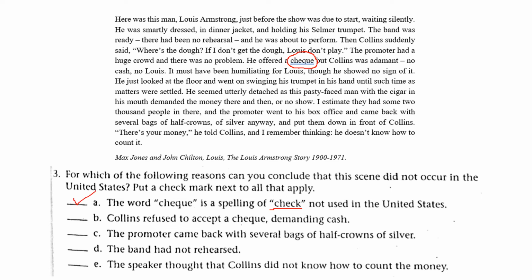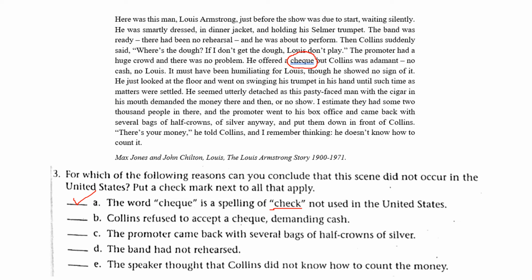B, Collins refused to accept a check, demanding cash. People in America sometimes might want cash. They might not want to tell the government or pay tax, for example. People in other countries might also not want to pay tax. People anywhere in the world might like cash instead of a check. So B is not going to be the right answer.